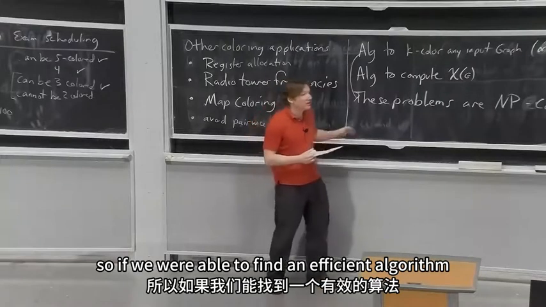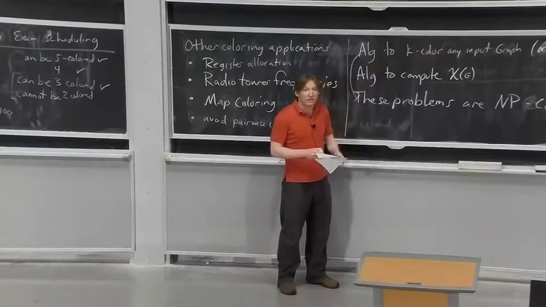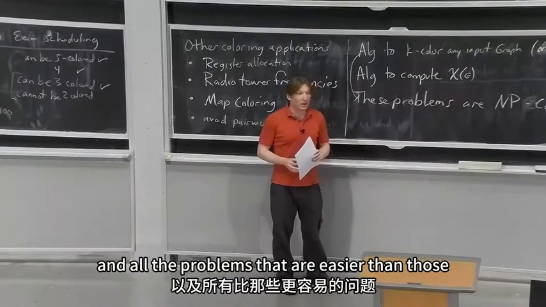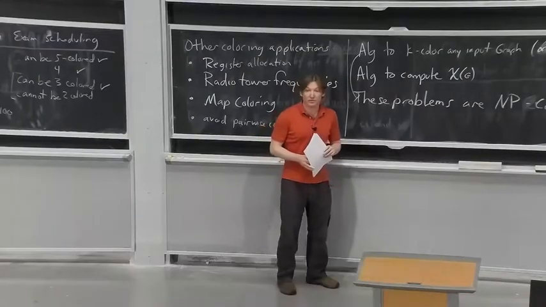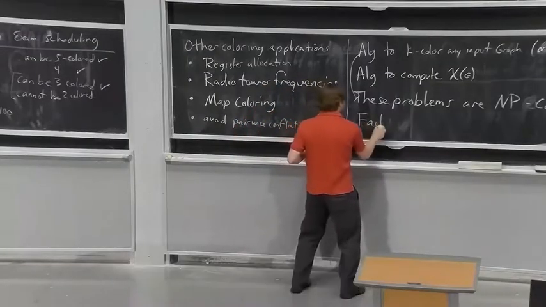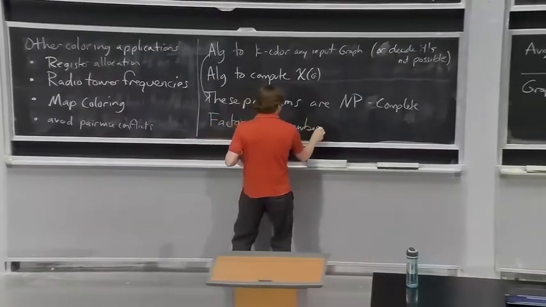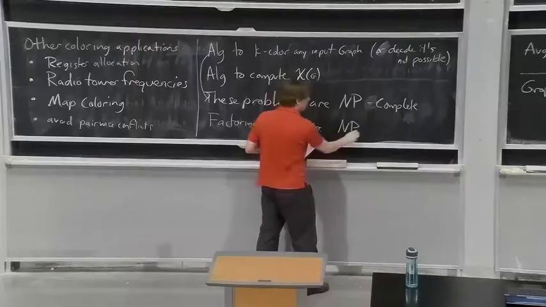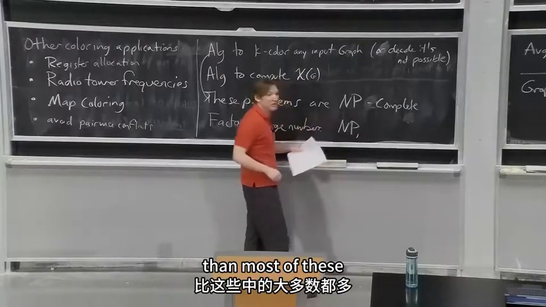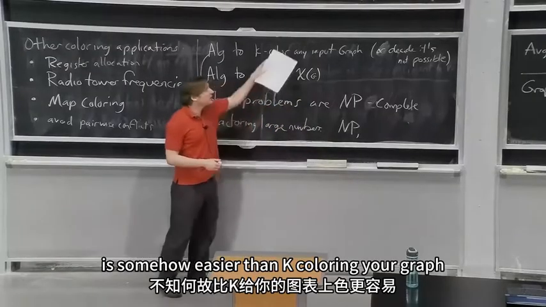There are thousands upon thousands of these problems that computer scientists have decided are all equally difficult. So if we were able to find an efficient algorithm to solve any one of them, like to solve the k-coloring problem, then that would immediately give us an algorithm to solve all the other ones efficiently as well, and all the problems that are easier than those. A notable problem that we've already talked about is factoring large numbers. This is known to be in NP. It's not known whether it's NP complete. It's in fact thought to be even easier than most of these. So it's thought that factoring numbers is somehow easier than k-coloring your graph.